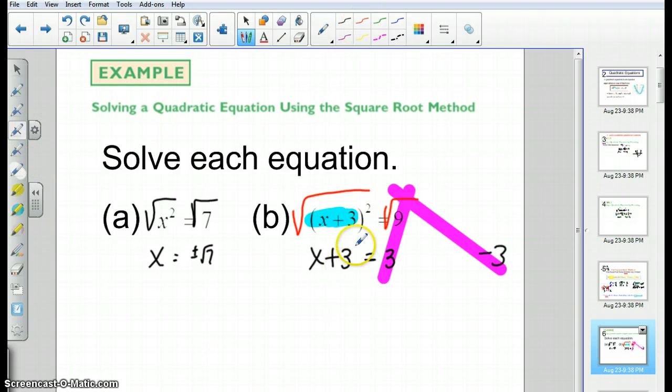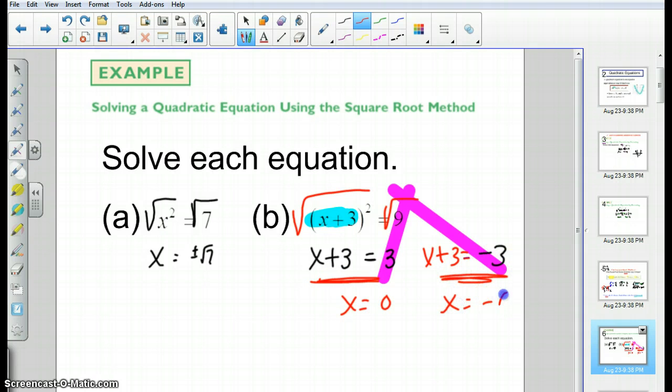I'm going to say x plus 3 is 3, or x plus 3 is negative 3. So it's kind of like there's 2 separate equations, because the square root of 9 could be 3, or it could be the opposite of 3. So subtracting off 3 here, we get 0. Subtracting off 3 here, we'll get negative 6. Again, checking for extraneous solutions.